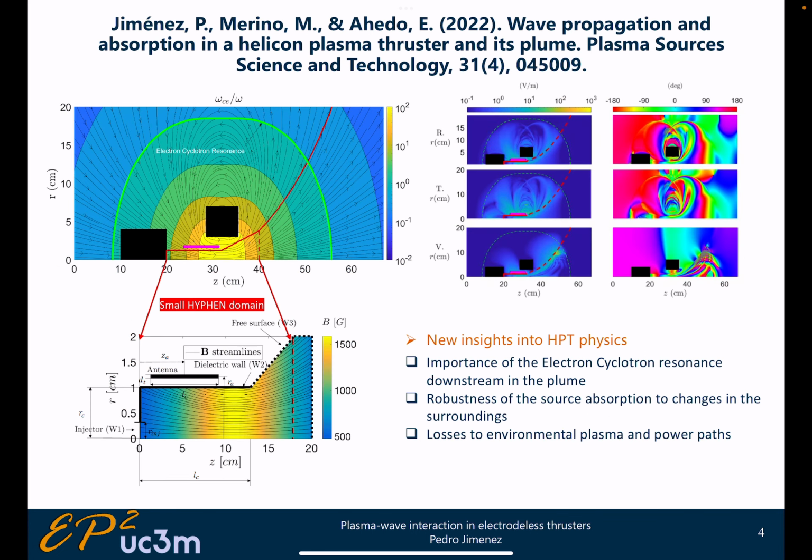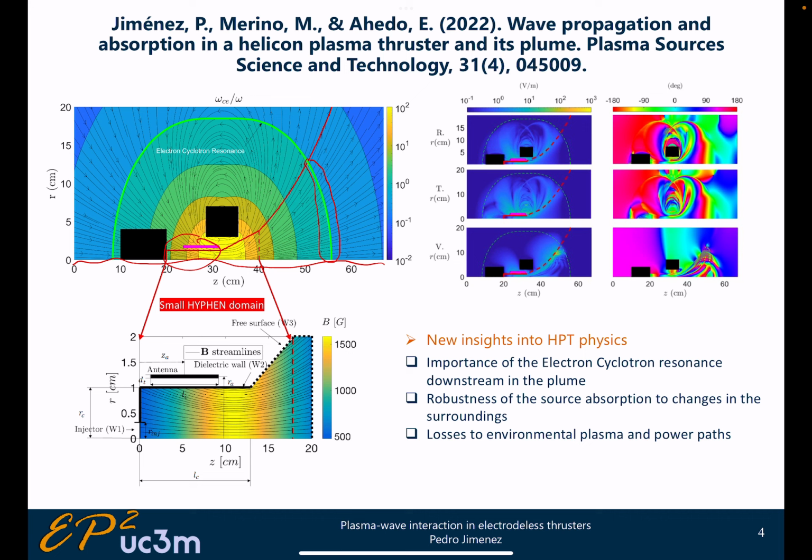All right, so regarding the first block, this year we got a publication in a Q1 journal. This is a helicon thruster, so this is the axis of symmetry, this is the source, and you can see that the domain is much larger than the source. So the source is just a small part. This is because we wanted to include this green line here, which is called the electron cyclotron resonance. And it's a really relevant transition for the waves.